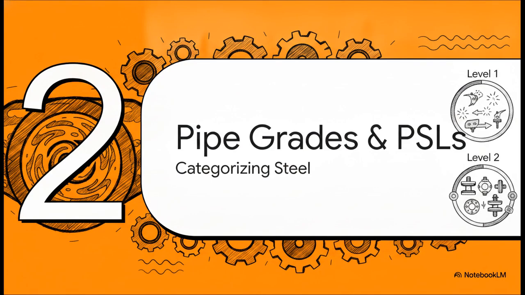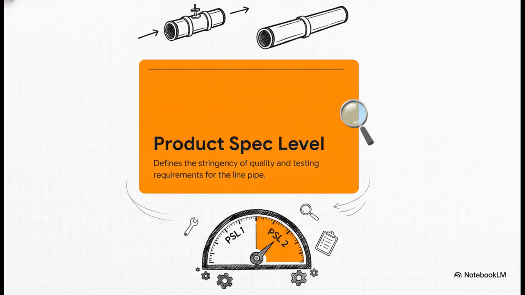Moving along to Chapter 2, Pipe Grades and PSLs. If you've ever dealt with ordering pipe, you will constantly see references to PSLs. This simply stands for Product Specification Levels. You can really just think of this as a dial that turns up the intensity of the engineering requirements. The specification gives us 2 settings, PSL1 and PSL2.